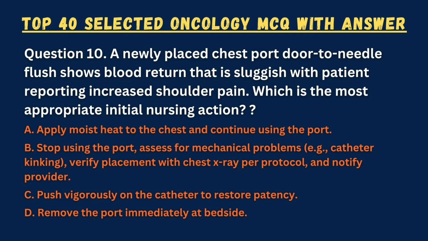Question 10. A newly placed chest port flush shows blood return that is sluggish, with patient reporting increased shoulder pain. Which is the most appropriate initial nursing action? A. Apply moist heat to the chest and continue using the port. B. Stop using the port, assess for mechanical problems, for example, catheter kinking. Verify placement with chest X-ray per protocol, and notify provider. C. Push vigorously on the catheter to restore patency. D. Remove the port immediately at bedside.